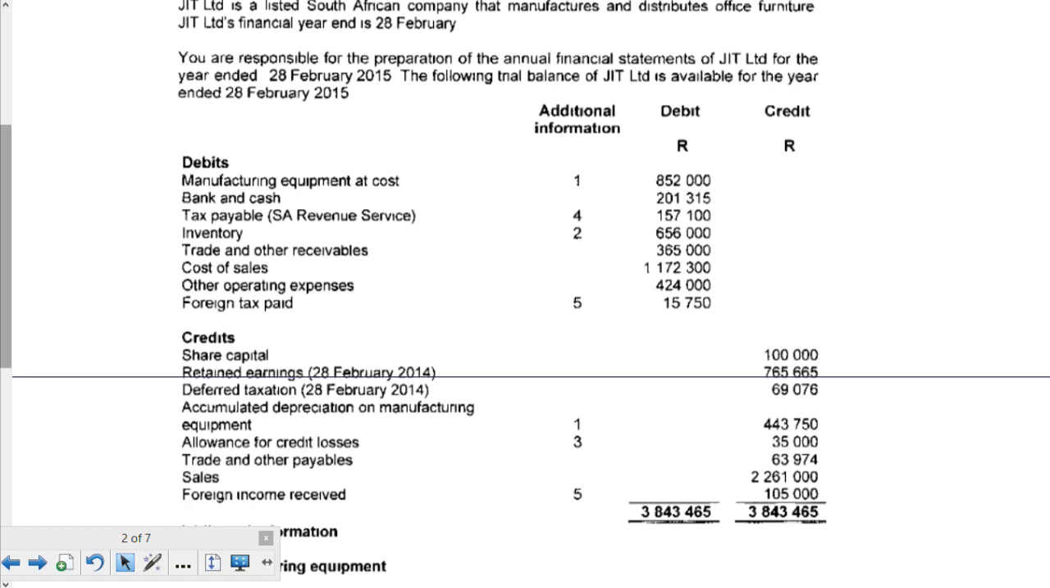JIT Limited is a South African company that manufactures and distributes furniture. You're responsible for the preparation of the annual financial statements. They've given you some information from the trial balance. So they've given you manufacturing equipment at cost, bank and cash, tax payable, inventory, trade and other receivables, cost of sales, other expenses. So do you agree that we can start working out the profit? Yeah? So Christian, somewhere you had a calc for the profit? Profit before tax. Okay, so they haven't given us a profit before tax.